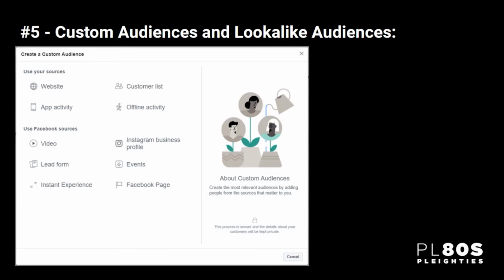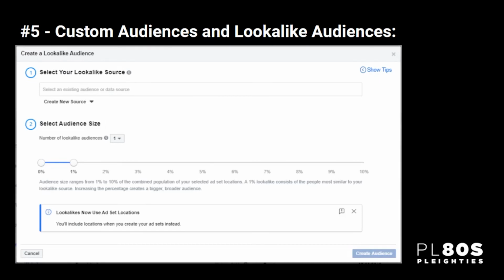On the Facebook side, there are Facebook sources. You can actually use video content, which is why I wanted to talk about video marketing and advertising content. You can retarget people based off of certain percentages of video viewed. If they watch 25% of the video, or 50%, 75%, or the whole video, that person is more likely engaged as a potential or existing customer or client. So a benefit of using video content, a huge asset, is that Facebook allows you to create custom audiences and lookalike audiences based off of that. You can also do it off your Instagram business profile, lead forms, events, instant experiences, and then Facebook page followers, likes, etc.